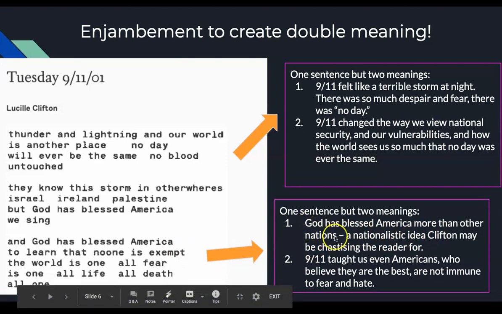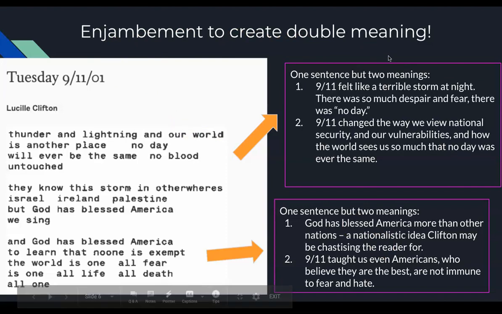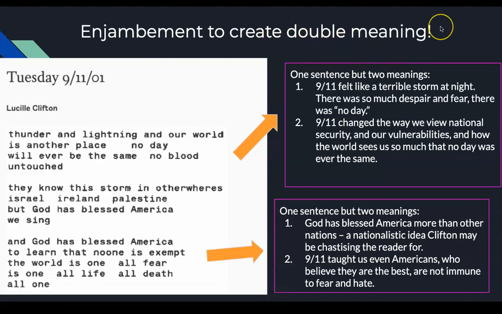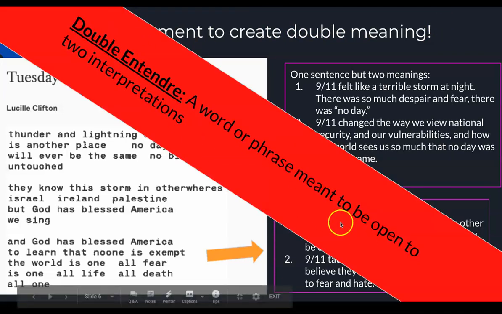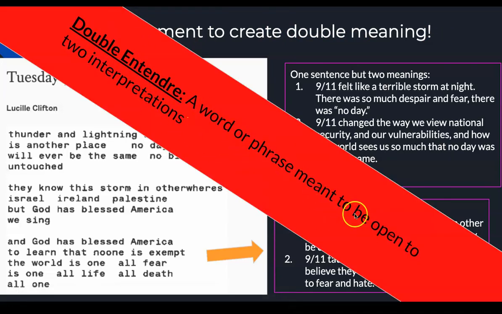God has blessed America more than any other nations, a nationalistic idea that we might be sort of getting chastised for believing, and she goes on to say that 9/11 has taught Americans they are not immune to fear and hate. So a second way of using enjambment to create double meaning. And here I'm going to drop another big fancy lit term on you. There's a fancy way of saying creating double meaning, and it's double entendre. Double entendre just means a word or phrase meant to be open to two interpretations. So these are examples where Lucille Clifton is using enjambment to create double entendre.